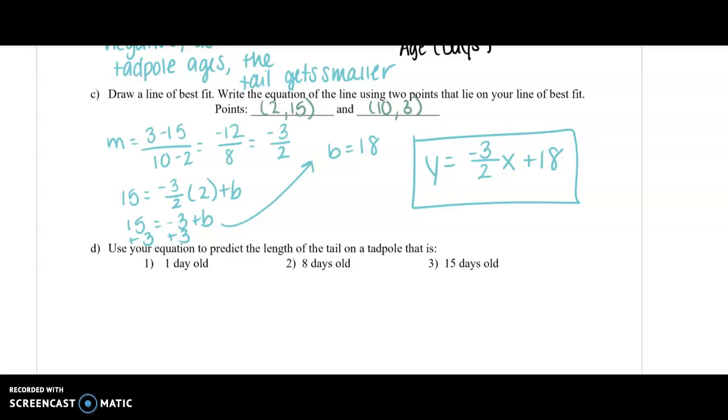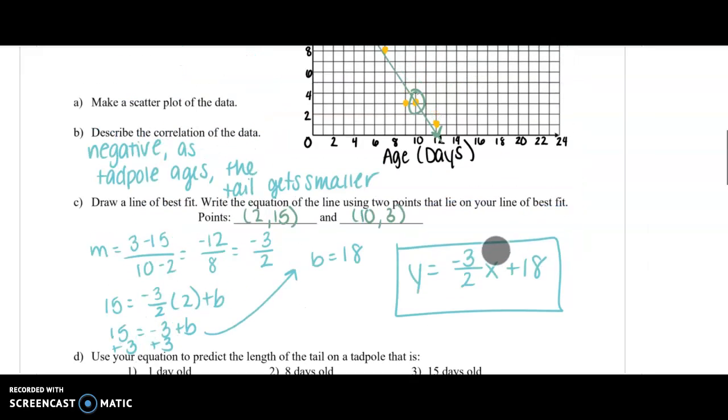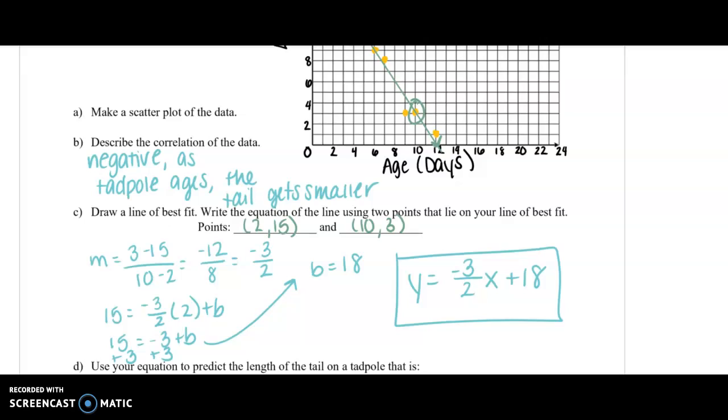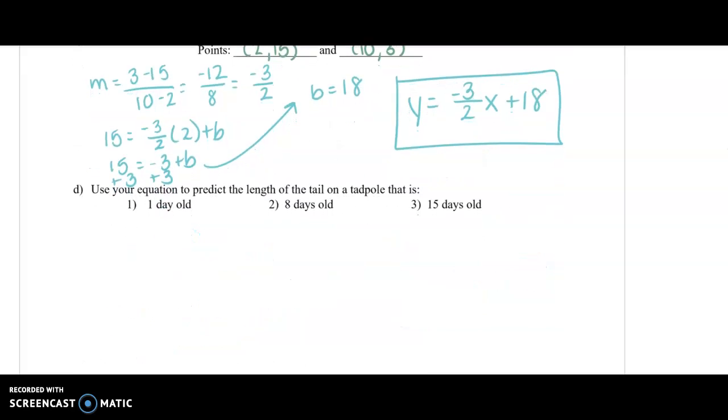Now, when you look at D, it says use your equation to predict the length of the tail on a tadpole that is this many days old. So if you remember, days old is our x values, which means I'm going to put each of these values in for x to figure out what my y would be, what the length would be. So using your equation, not mine, y is equal to -3/2 times 1 plus 18. So -3/2 plus 18. So y is going to be equal to 16.5 and it's measured in millimeters.